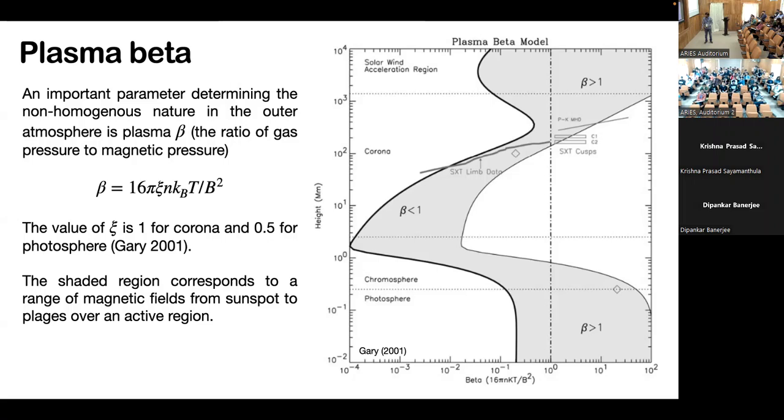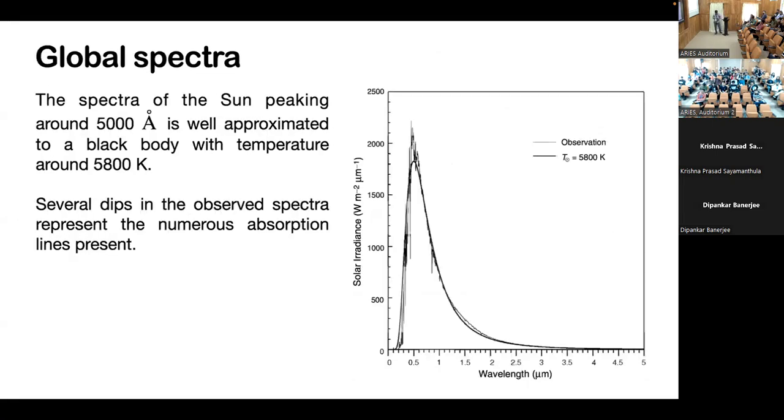Whereas in the plage region, in the photosphere, plasma beta is greater than 1, and then slowly it moves to the less than 1 region as you move into the chromosphere and corona. Even at higher corona, it again comes back to plasma beta greater than 1 region, which means again gas is taking over the dominance there. Those are some key parameters I wanted to show.